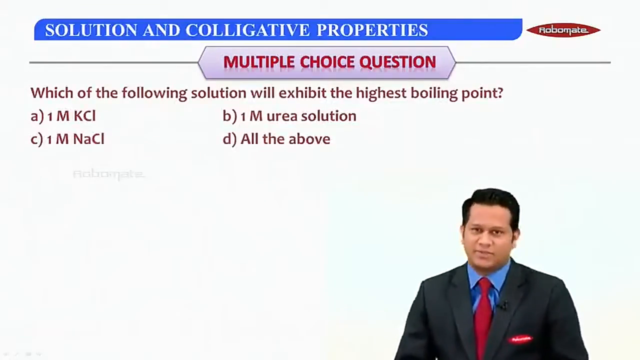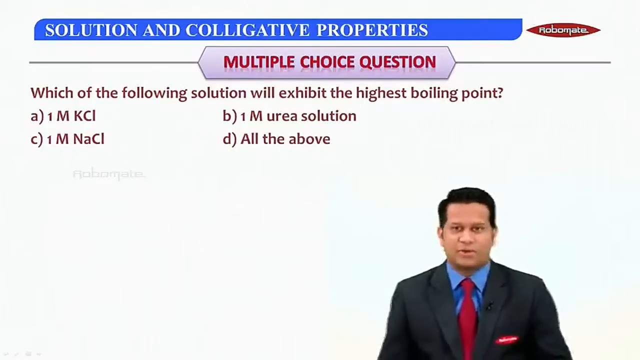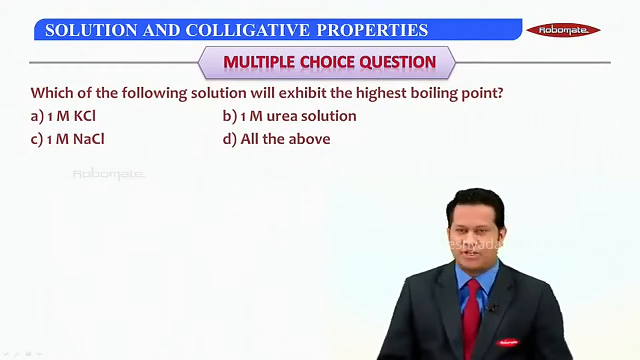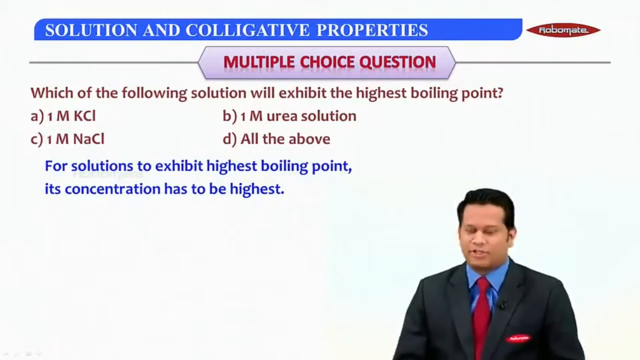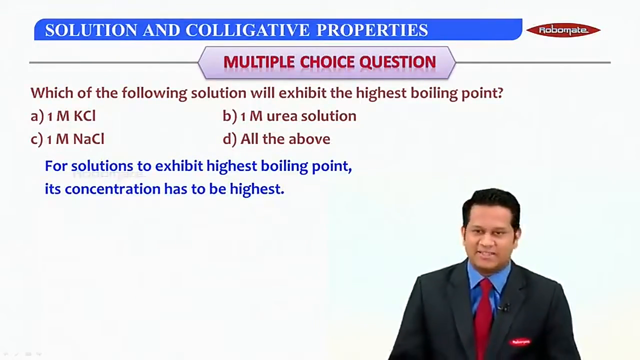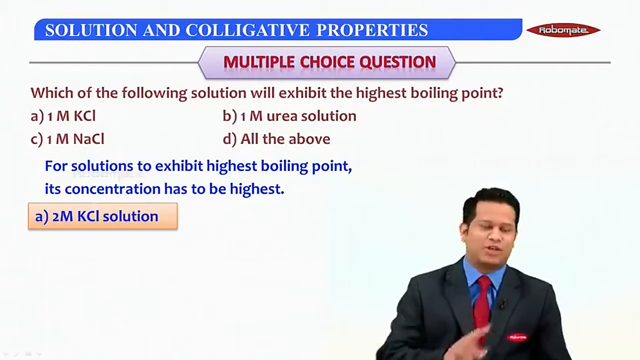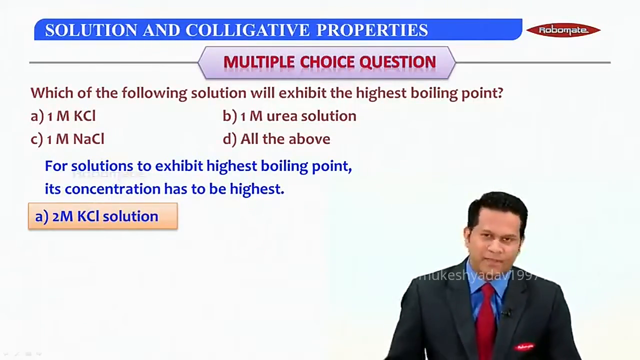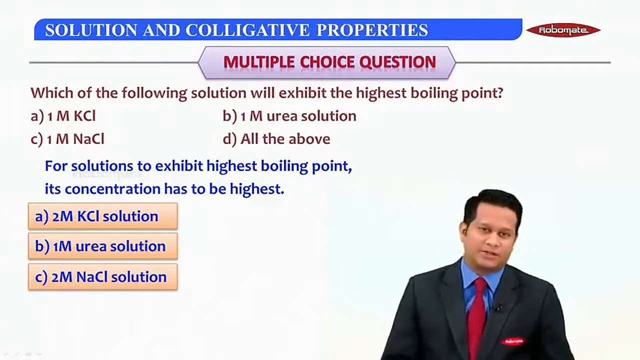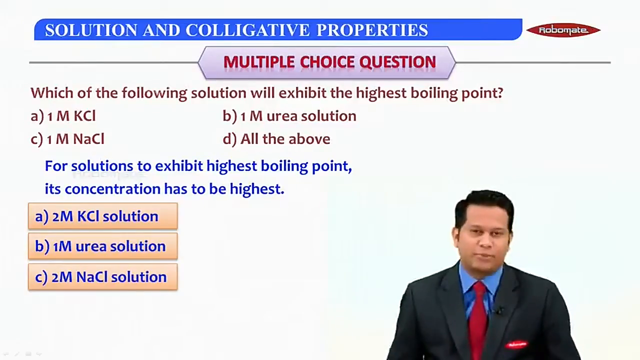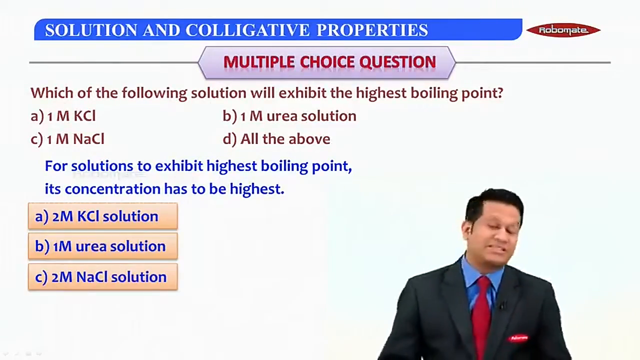Let's take the last multiple choice question. Which of the solution will exhibit highest boiling point? 1 molar KCl, 1 molar urea, 1 molar NaCl, or all of the above. For exhibiting highest boiling point, the concentration once again has to be highest. So if I talk about 1 molar KCl, it's actually 2 molar because its Van't Hoff factor is 2. Urea will still be 1 molar, but NaCl will now become 2 molar, and D will be not the appropriate option this time. Now here I am confused between option A and option C.